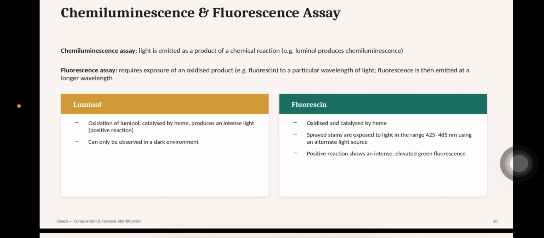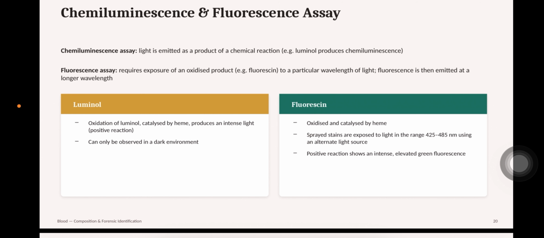Suppose a criminal mops the floor 5 times. To our eyes, the room looks perfectly clean, perfectly fine. But when investigators switch off the lights and spray luminol, suddenly glowing footprints appear. That's why luminol became famous in forensic investigations.